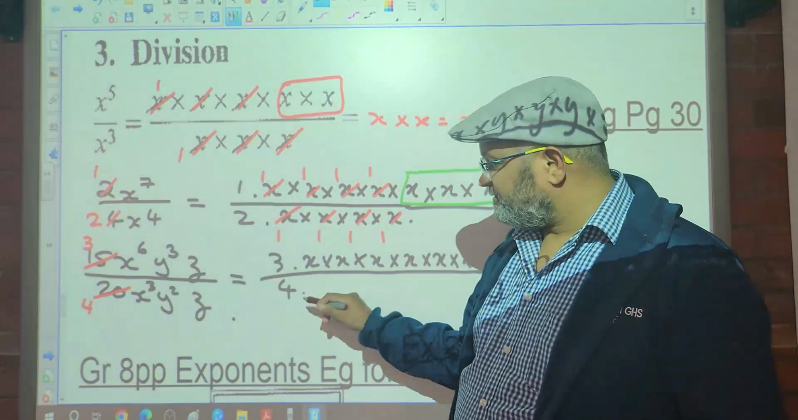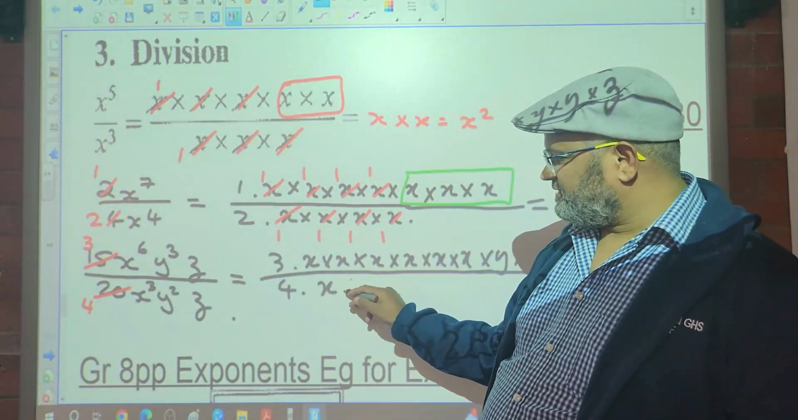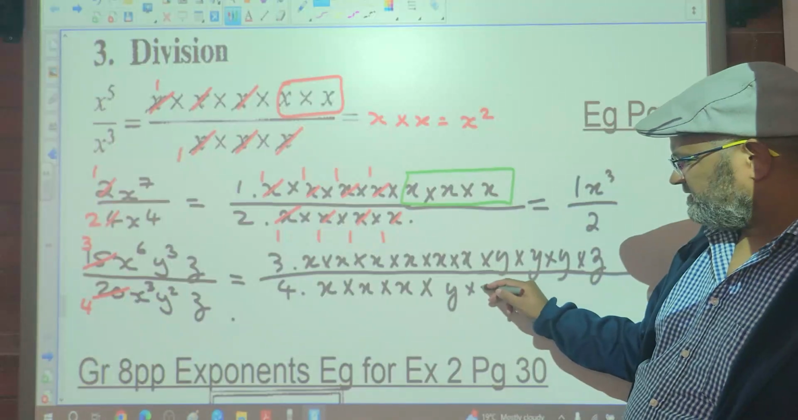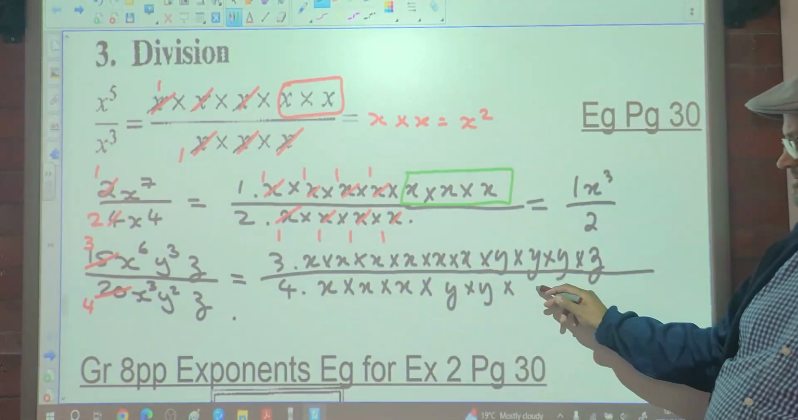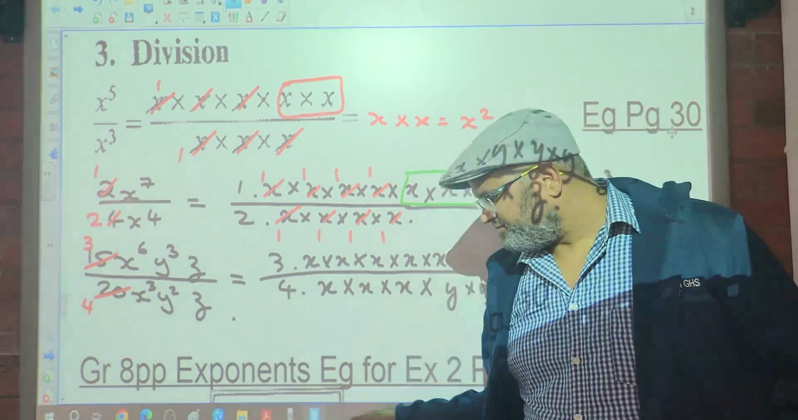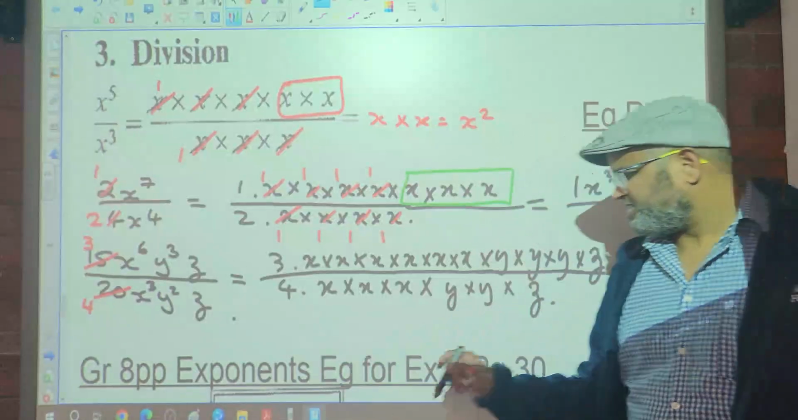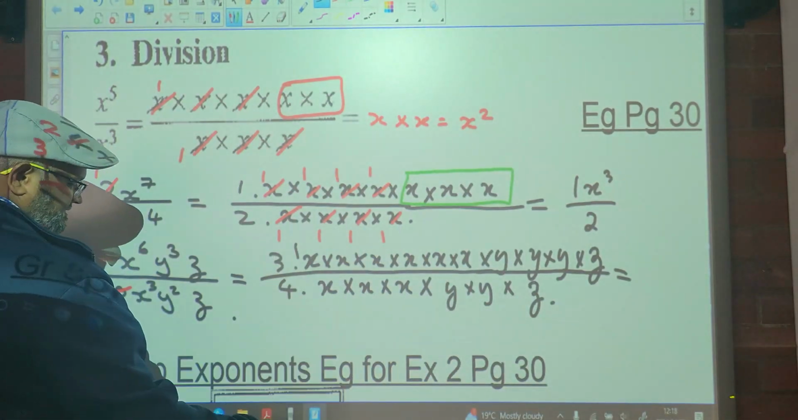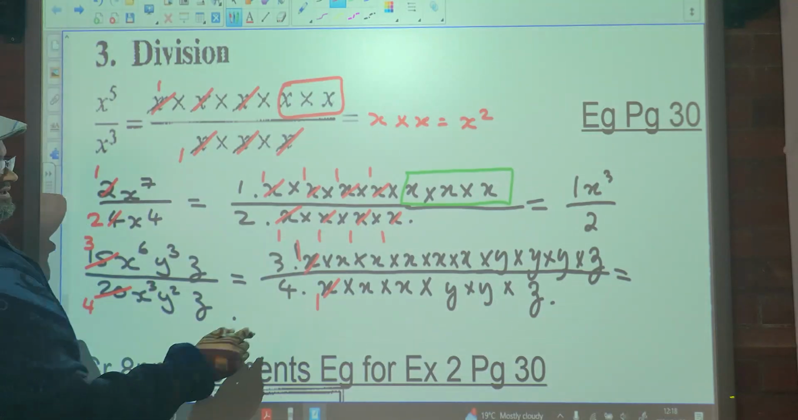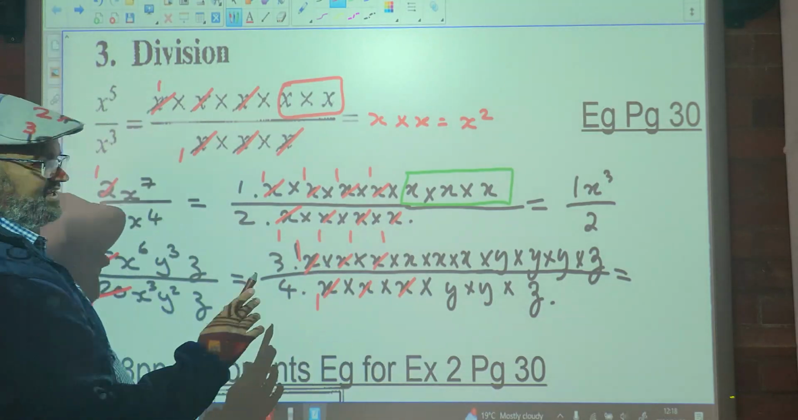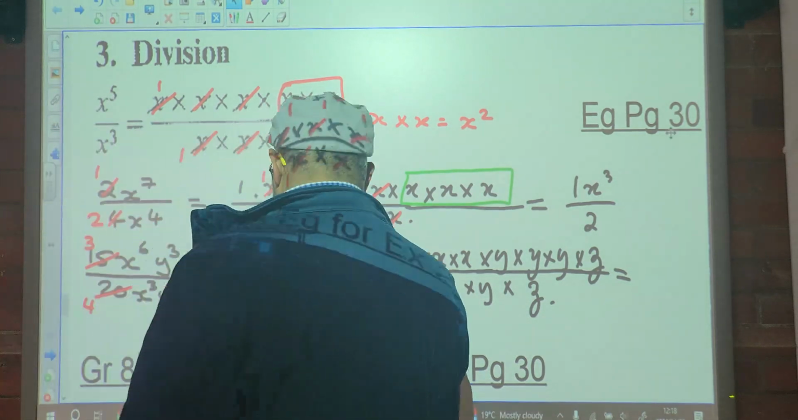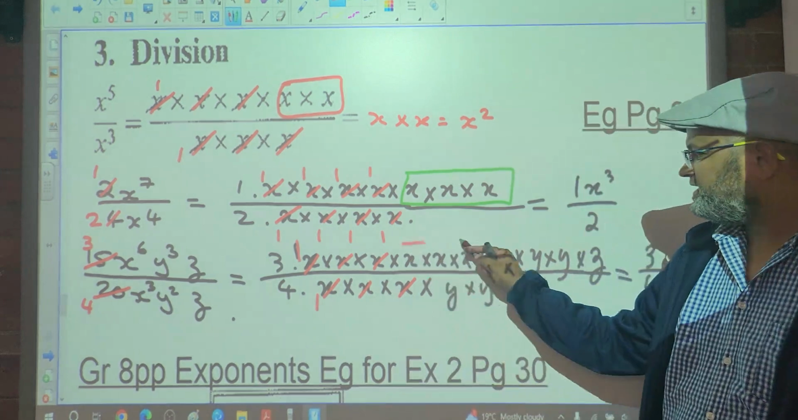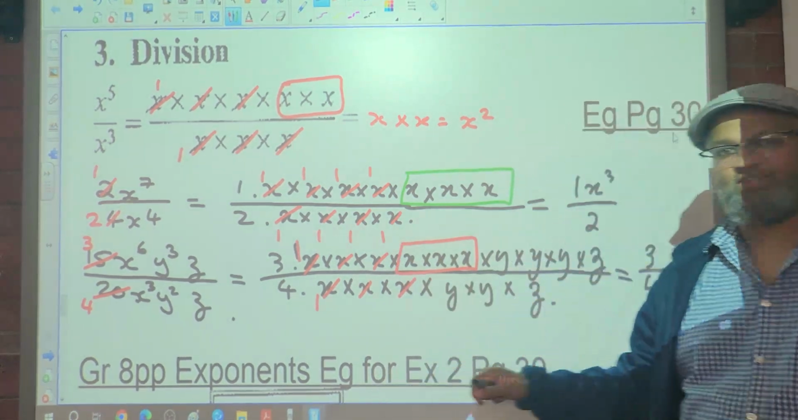The denominator, what do I have? How many x's do I have? 3. It says 1, 2, 3. How many y's do I have? 2. That's being multiplied. And then how many z's are there? And let's cancel. X goes into x once. X goes into x once. Not so? X cancels x. No other x is cancelled. So what do I have thus far? 3 over 4 x cubed. As you can see, there's 3 over 3.